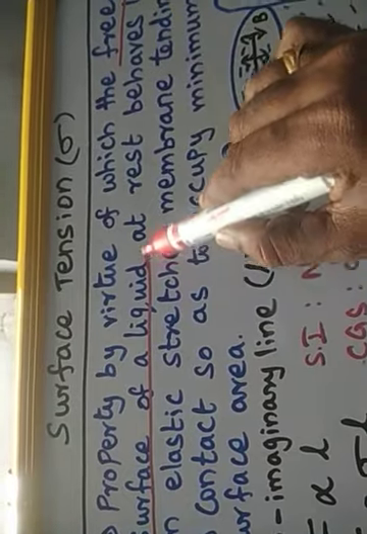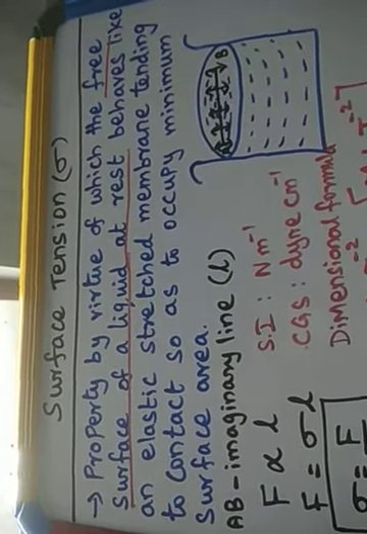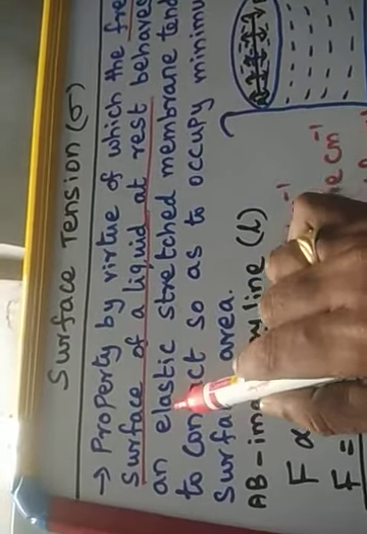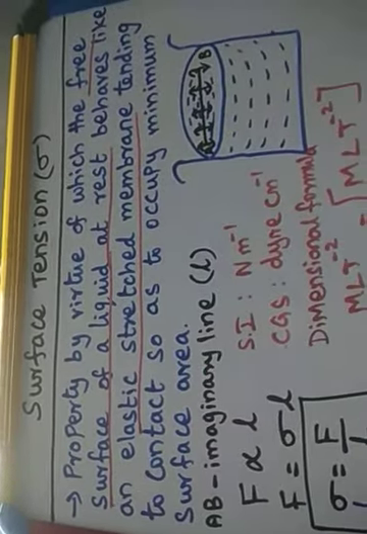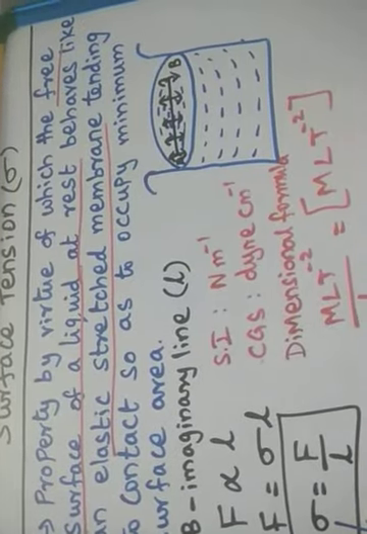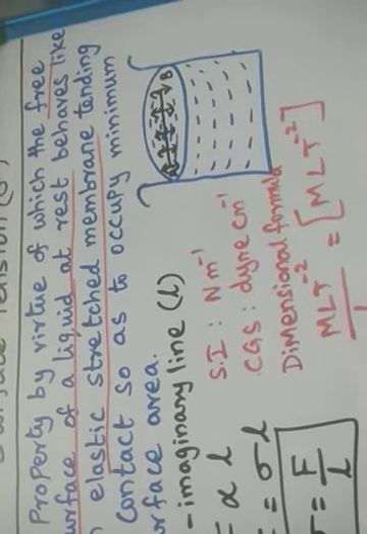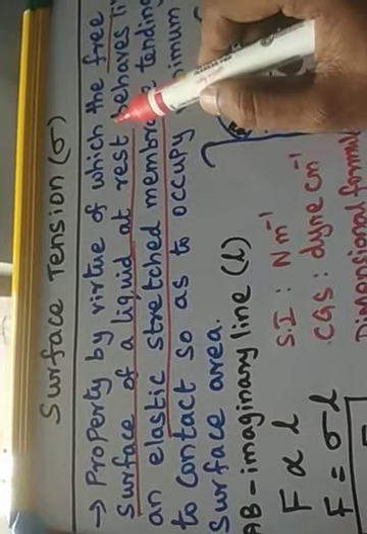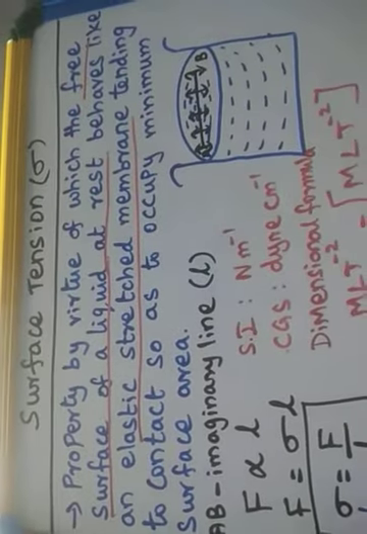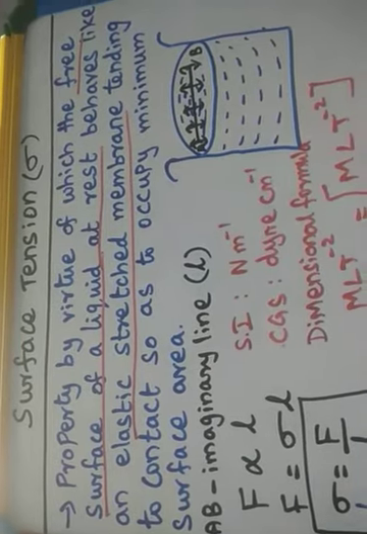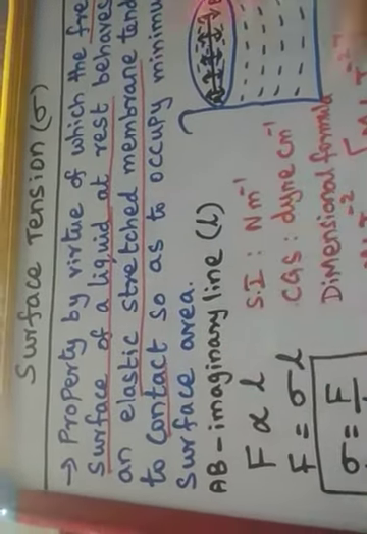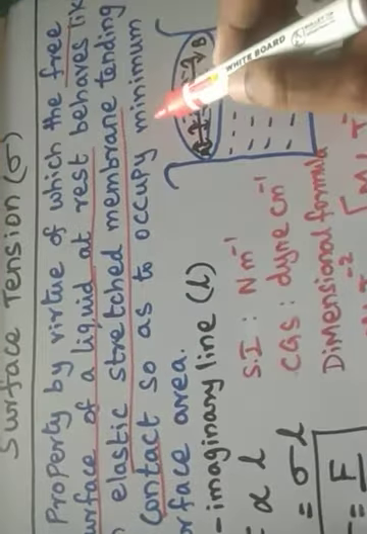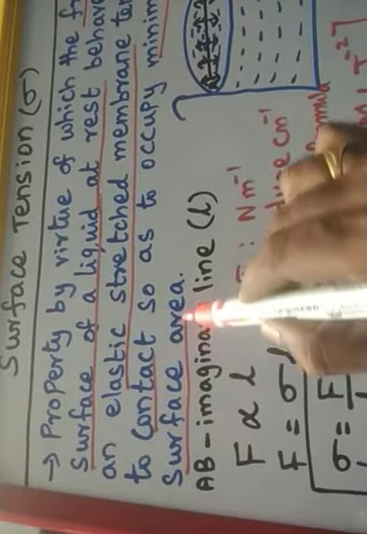It will be liquid at rest. So the uppermost layer of the liquid surface behaves like an elastic stretched membrane. We can notice that when you are going in the river or in the deep sea, the water layer will be like a stretched membrane. So the uppermost free layer of the liquid will act as an elastic stretched membrane, and this stretched membrane will tend to contract. It will be a converging force, not a diverging force, contracting so as to occupy the minimum surface area.